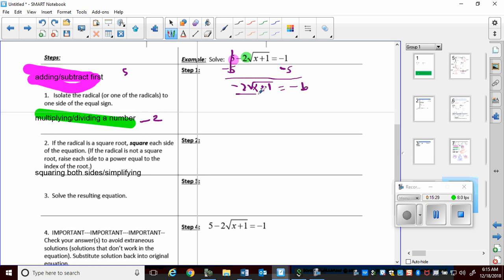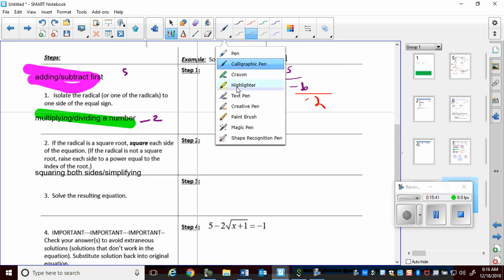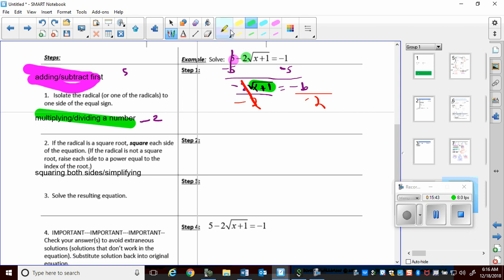Divide both sides by that -2 to get rid of it. And now we've isolated the radical itself. So all we're going to be left with is this part. With that color, sorry. Bless me. All I'm going to be left with is this part.